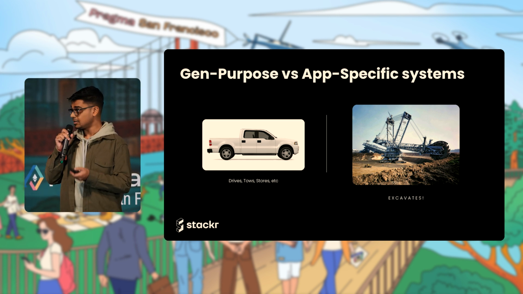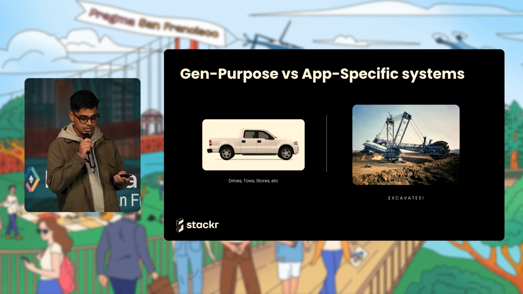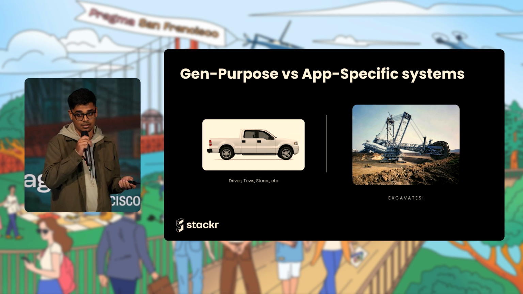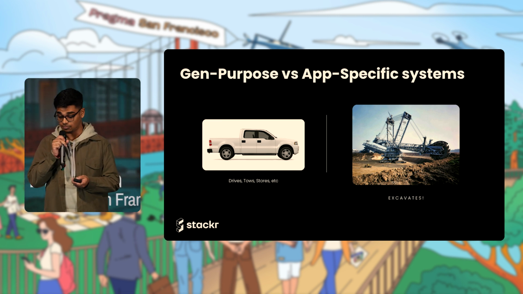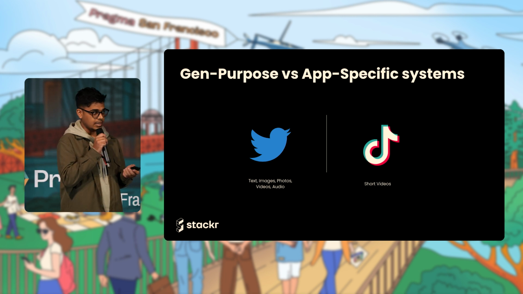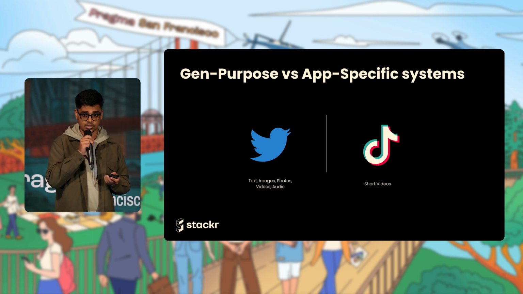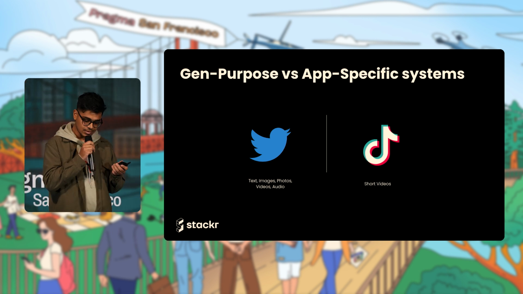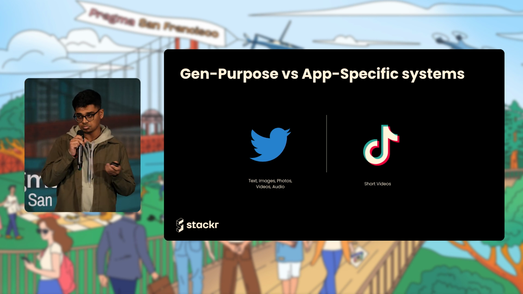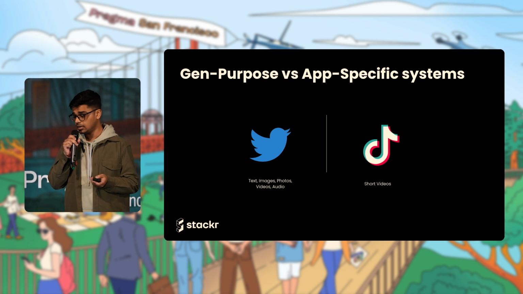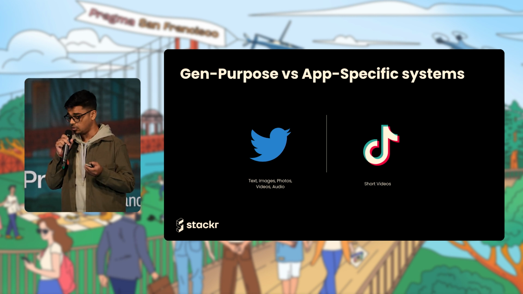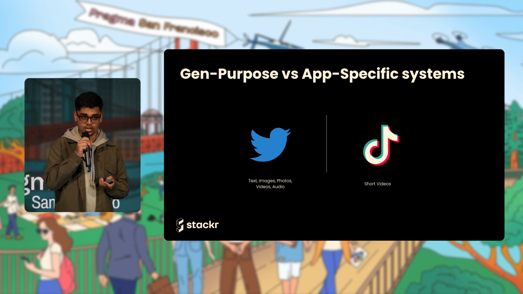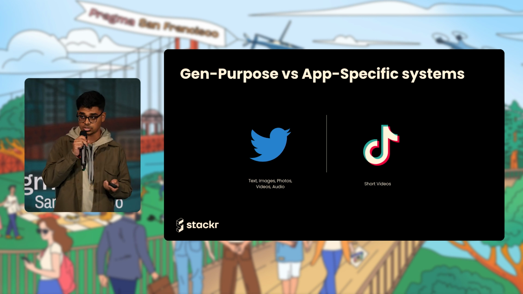So coming back to the topic, this is a basic example of what a general purpose system is versus what something purpose built can do. A pickup truck can do a lot of things. It can drive, it can tow, it can store stuff, but an excavator would excavate, and it can do that pretty well. Similarly, a software example on the Web2 side would be Twitter and TikTok. With Twitter, you can have text, images, photos, videos, audios, whatever you can think about posting on regular social media, and on TikTok, you have short videos. Which one is better? That's a very subjective thing. I don't think either is better than the other. It's just that one serves the purpose for which it's built.